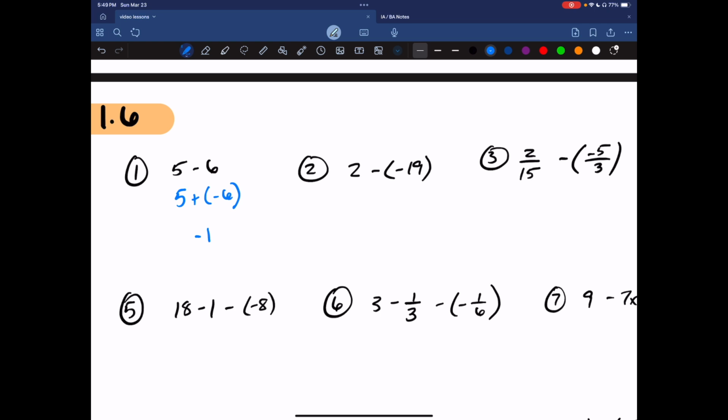Okay. Subtracting a negative is the same thing as saying plus positive, right? When you have two negatives together, it's going to change it into an addition problem. So this is simply going to be 21.